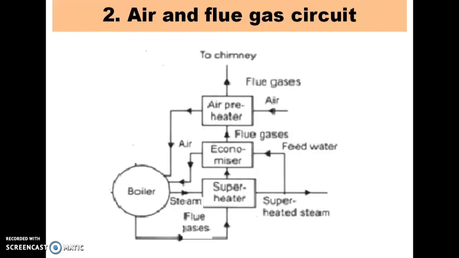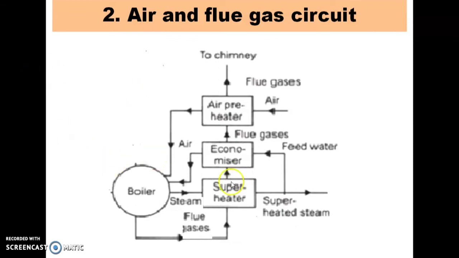Next one is the air and flue gas circuit. While burning the coal in the boiler, it will produce some flue gases. Those flue gases are transferred towards the superheater, where the superheater will convert the dry steam to wet steam, and these flue gases are taken out. The flue gases will still be hot and are given to the economizer, where they are used to heat the feed water which is coming out from the feed water circuit.